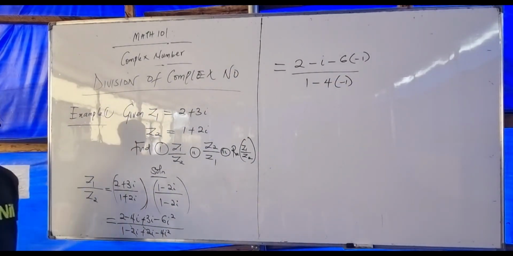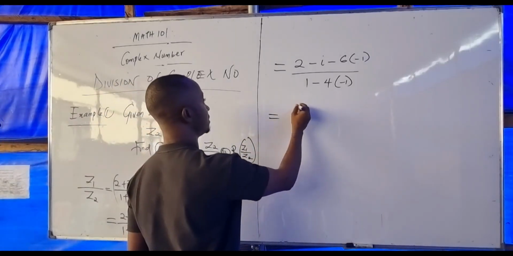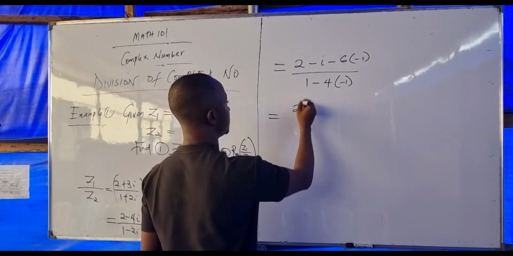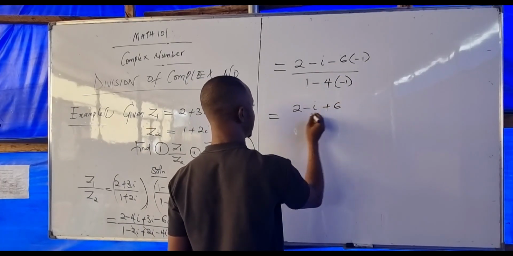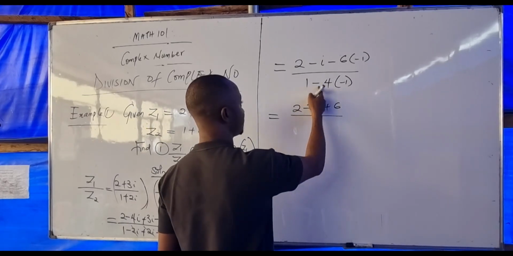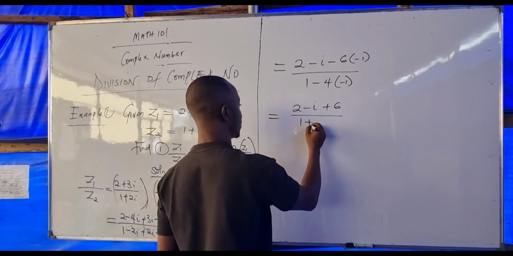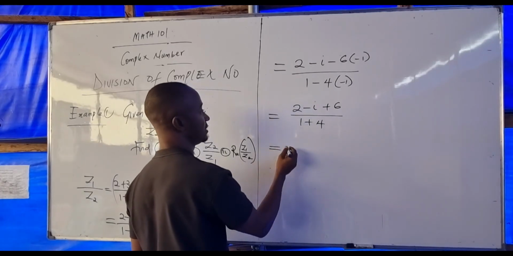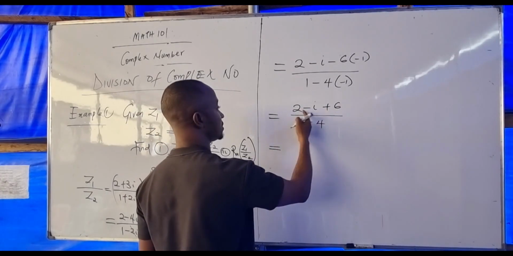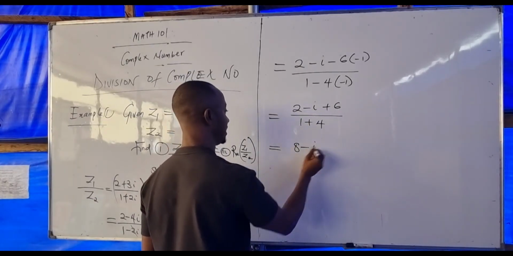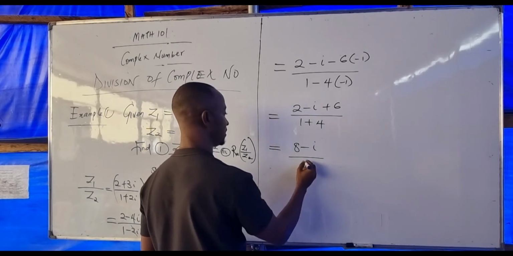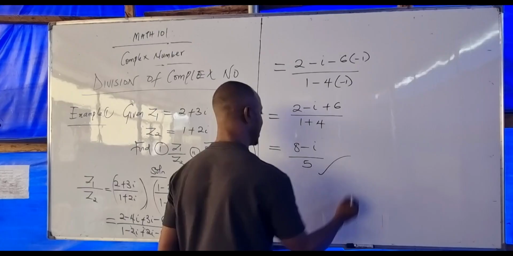So can we evaluate further? So what do you have here? 2 minus i, right? Minus 6 times minus 1 is what? Plus 6. Divided by what? Minus 4 times minus 1 is what? So 1 plus what? 4. So what do we have here? These two are like terms. So can we add them up? 2 plus 6 is what? 8 minus i divided by what? Somebody? By 5. Final answer.